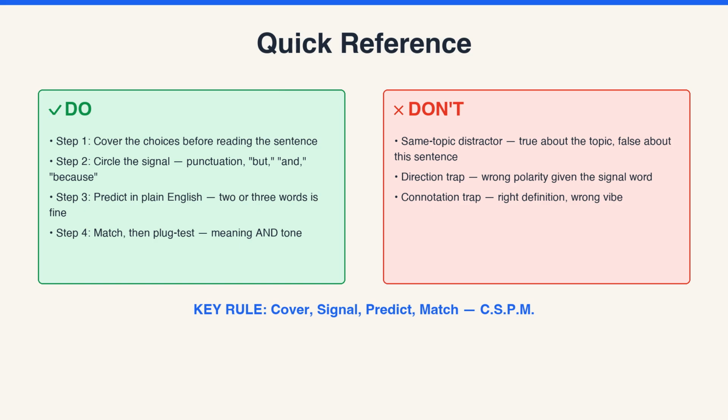Step 1, cover the choices before reading the sentence. Step 2, circle the signal, punctuation, but, and, because. Step 3, predict in plain English. 2 or 3 words is fine. Step 4, match, then plug test, meaning and tone. Watch out for same topic distractor, true about the topic, false about this sentence, direction trap, wrong polarity given the signal word, connotation trap, right definition, wrong vibe. Key rule, cover, signal, predict, match. CSPM, screenshot this, and run it on every words in context question in your next practice set.